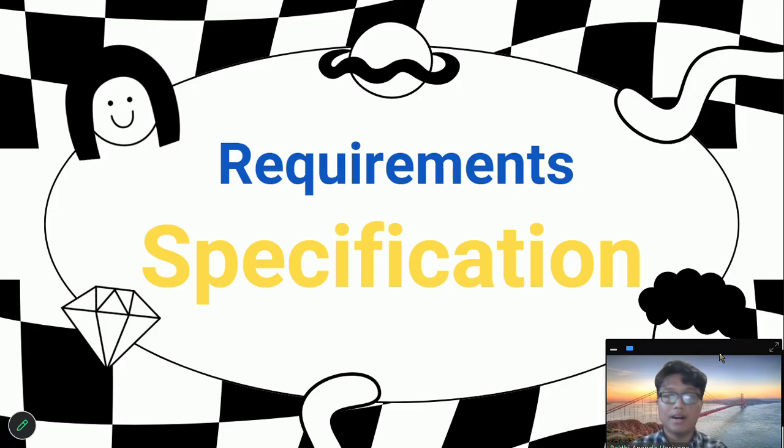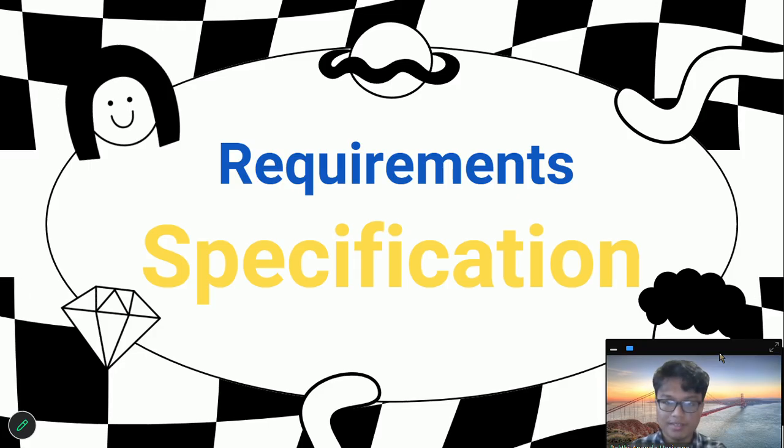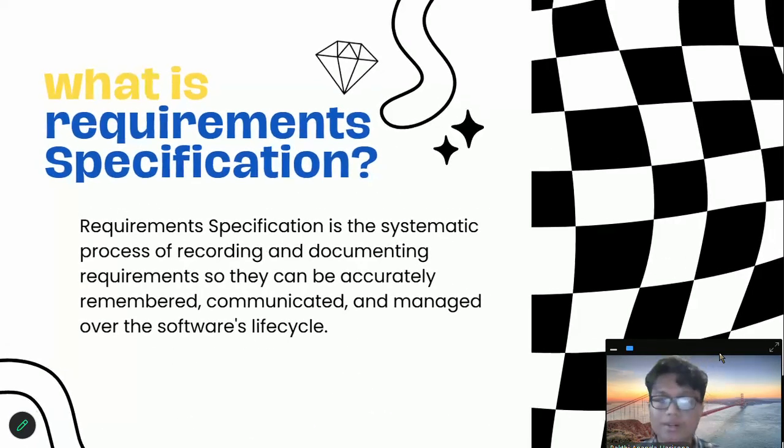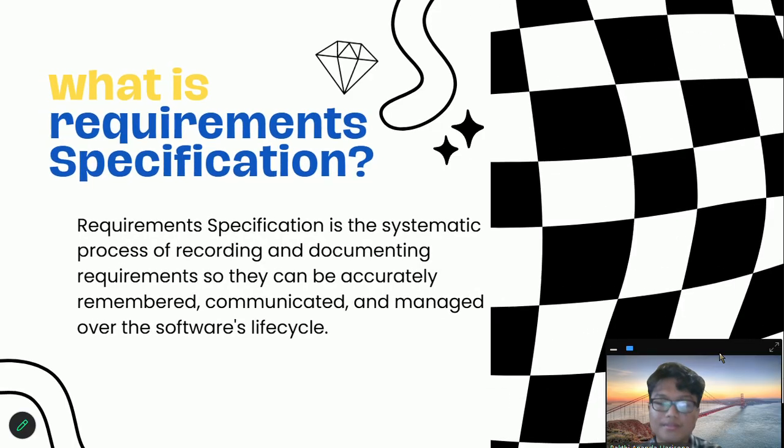Next we will talk about requirement specification. So what is requirement specification? Requirement specification is the systematic process of recording and documenting requirements so they can be accurately remembered, communicated, and managed over the software life cycle.